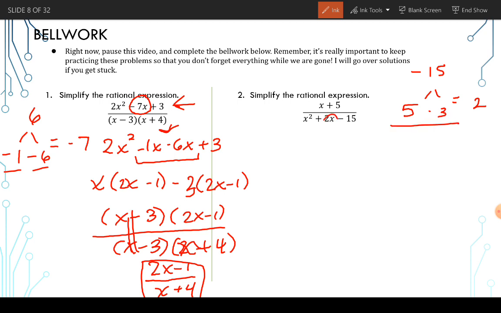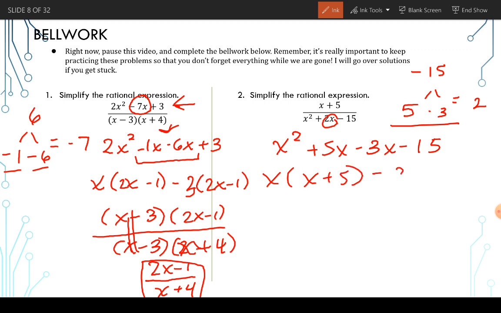Let's substitute those in for 2x. So we'll have x squared plus 5x minus 3x minus 15. We can group our first two terms and our second two terms together. From our first two terms, we can take out an x, and we'll have x plus 5 left. From our second two terms, we can take out a negative 3, and we'll have x plus 5 left. The insides of both of our parentheses are the same, so we know we did the right thing.